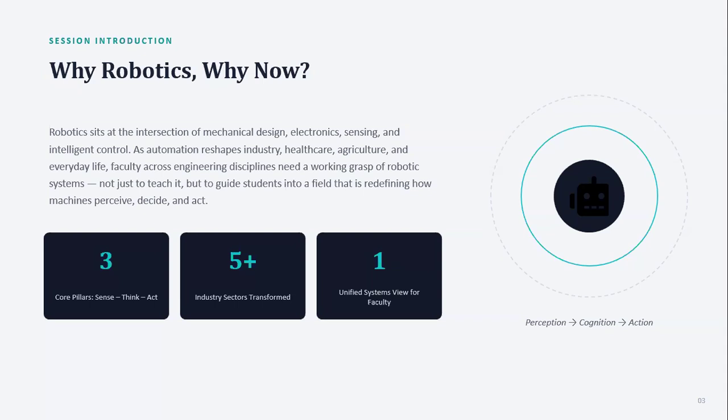A robot continuously performs three major important functions. First, it senses its surroundings. Second, it processes information and makes decisions. Finally, it performs physical actions. This is simply referred to as the sense, think, act cycle, and it forms the basic foundation of every robotic system.